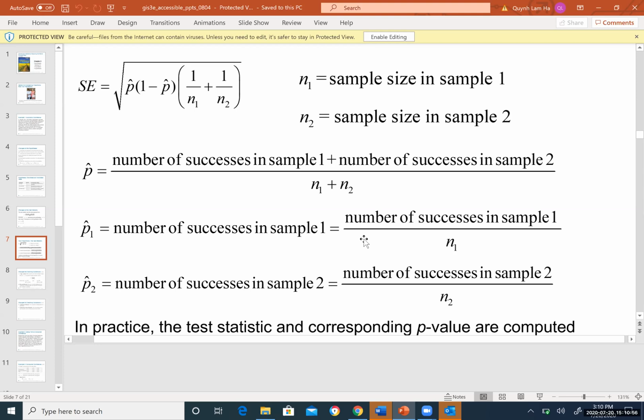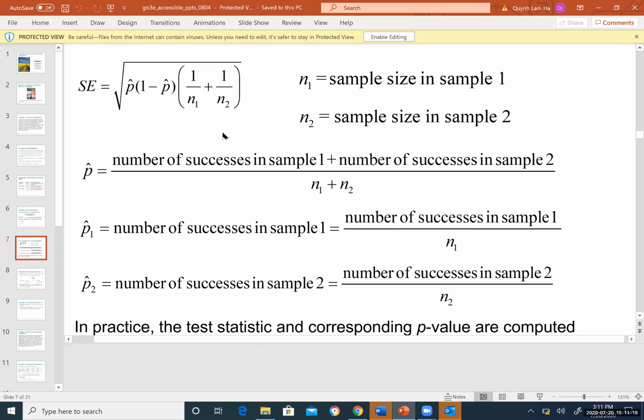So you compute by taking the number of successes in sample 1 divided by n subscript 1. Okay, if you compute separately, it will be like this. But if you compute together, I suggest that you compute together so that you don't get confused about why there is P hat 1, P hat 2, right, there is too much. So you just focus on P hat right there.